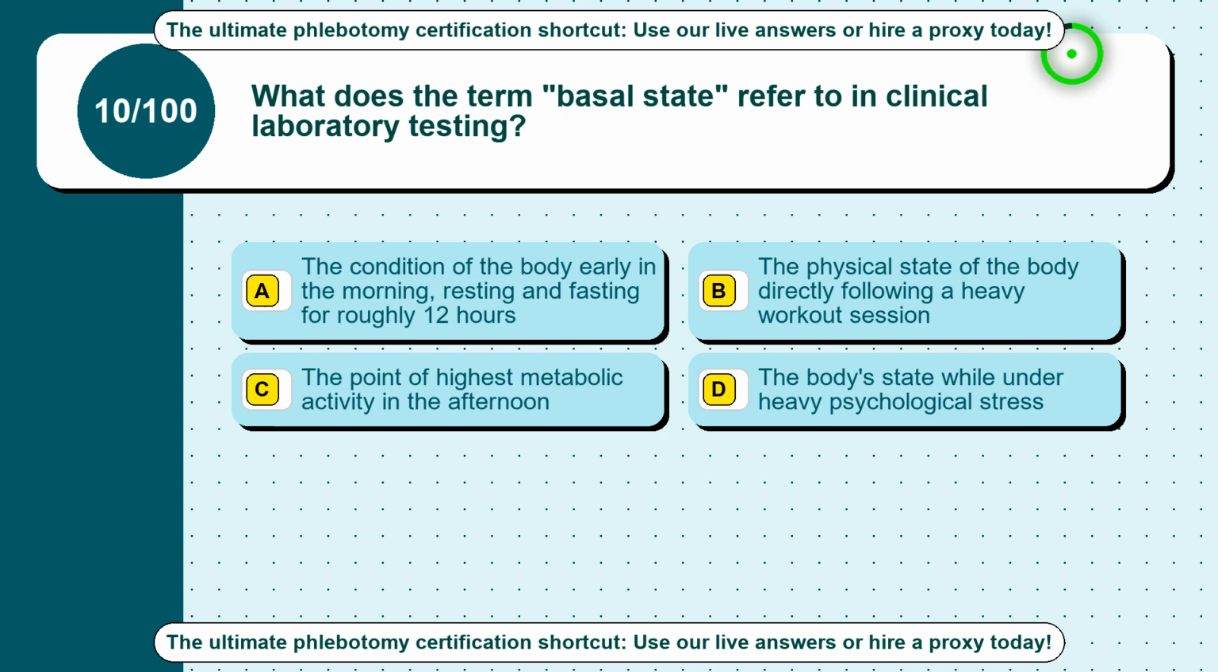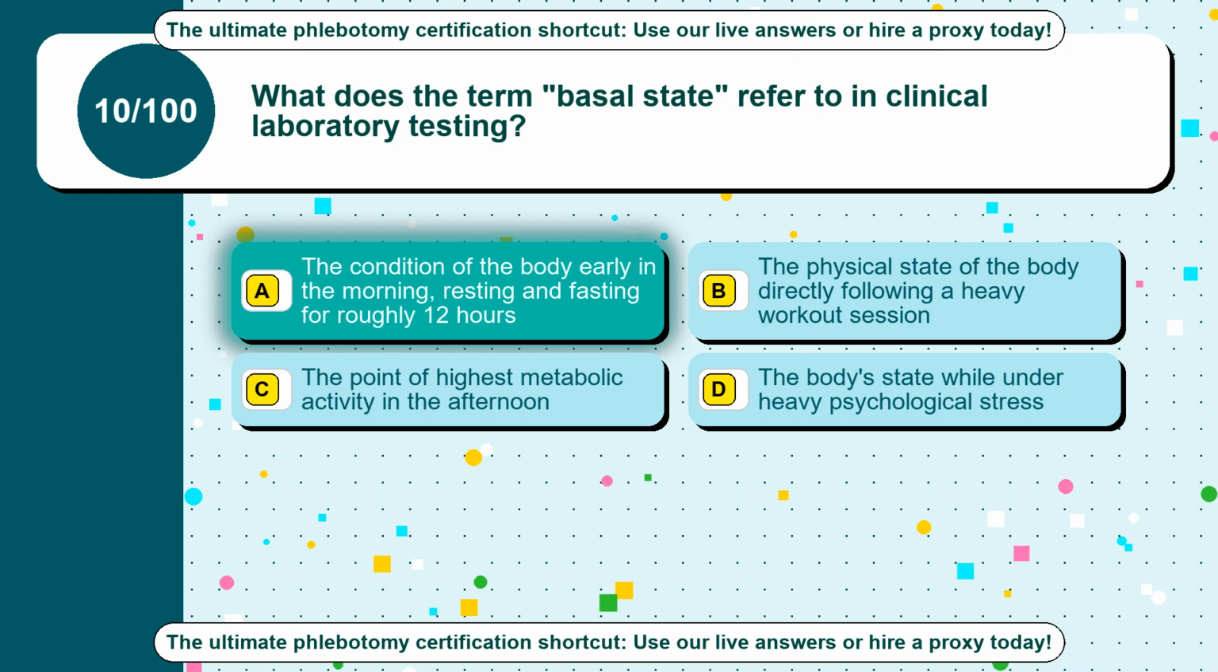Question 10. What does the term basal state refer to in clinical laboratory testing? Option A, the condition of the body early in the morning, resting and fasting for roughly 12 hours. Option B, the physical state of the body directly following a heavy workout session. Option C, the point of highest metabolic activity in the afternoon. Option D, the body state while under heavy psychological stress.